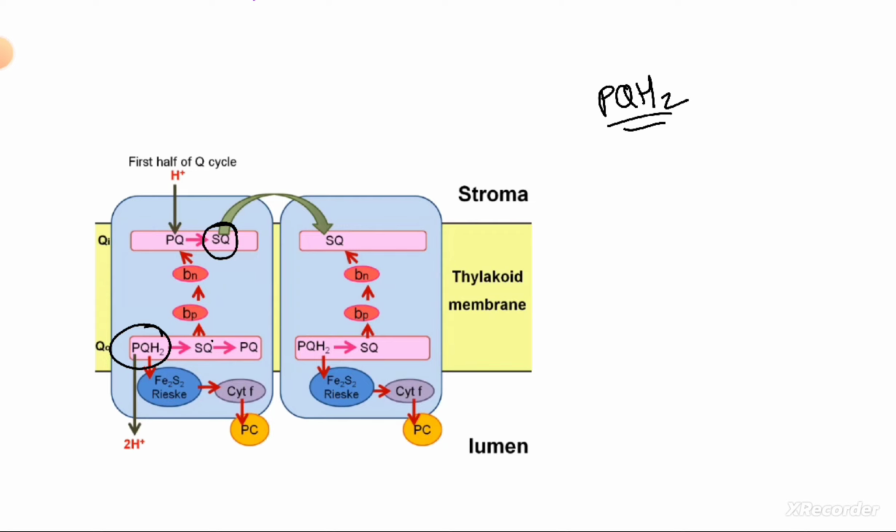Now in the second half, another plastoquinol will enter the cycle. Another plastoquinol will follow the same high potential chain. This is the high potential chain, and this path is the low potential chain. First the plastoquinol electron will follow the high potential chain. Plastocyanin will get another electron. It will also pass another H plus ion. Now it is getting converted to semiquinone, which is obvious. Semiquinone has another electron. That electron will be passed on to the heme groups, and from the heme groups this electron will be received by the semiquinone.